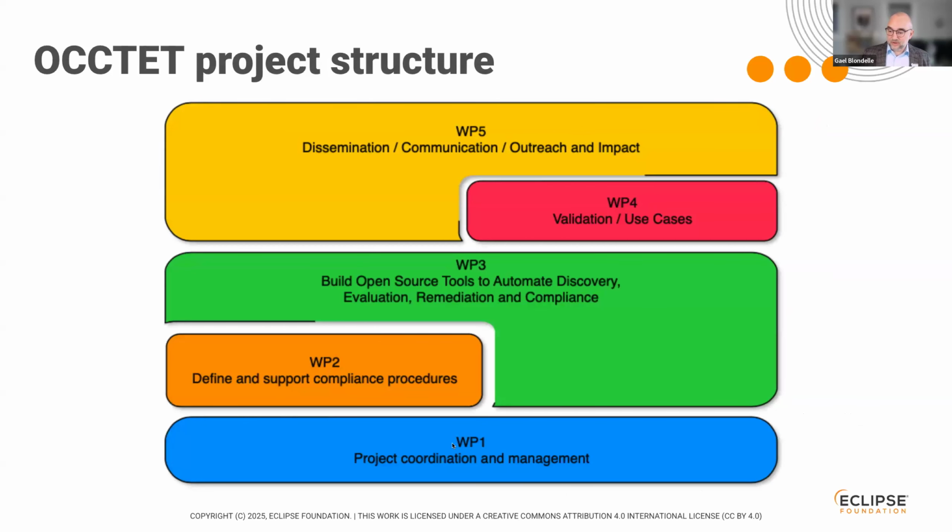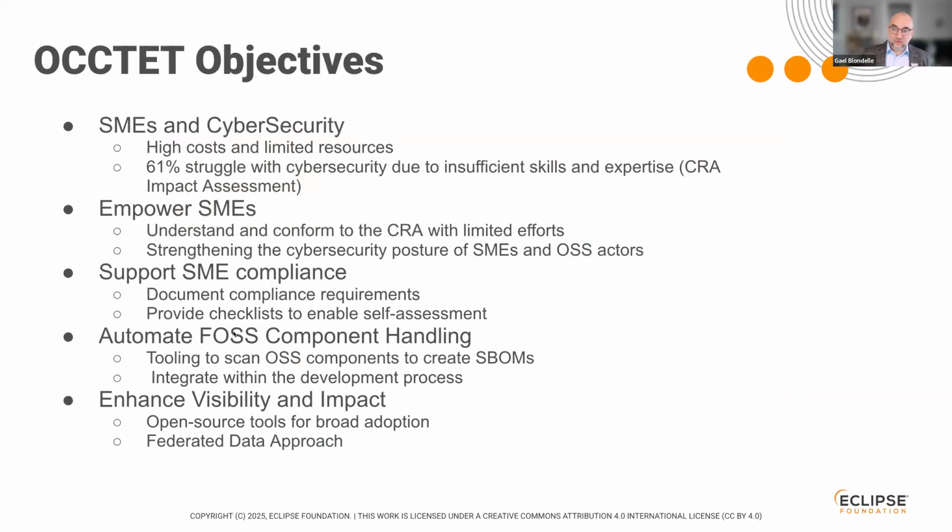So, forget about the project coordination and dissemination. That's kind of standard. But for the rest, we have two main work packages. One is to define and support compliance procedures. So here it's about self-assessment, having checklists, having guides to explain and to better understand what needs to be done. And the second one is to build open source tools to automate the discovery and to automate the building of SBOMs for projects.